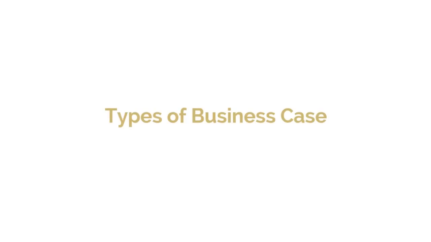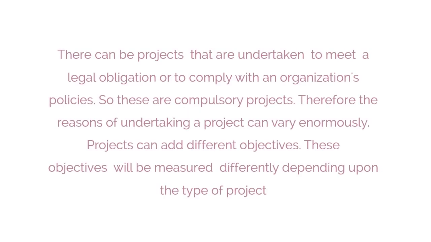Now that we understand what outputs, outcomes, and benefits are, let's look at the types of business case. There can be projects that are undertaken to meet a legal obligation or to comply with the organization's policies. These are compulsory projects. Therefore, the reasons for undertaking a project can vary enormously. Projects can have different objectives. These objectives will be measured differently depending upon the type of project.